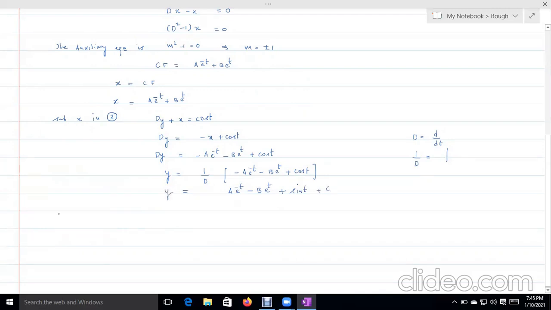This is y. Therefore, the general solution is x equal to a into e power minus t plus b into e power t, and y equal to a into e power minus t minus b into e power t plus sin t plus some constant c. So this x and y give the solution of the required simultaneous linear differential equations.